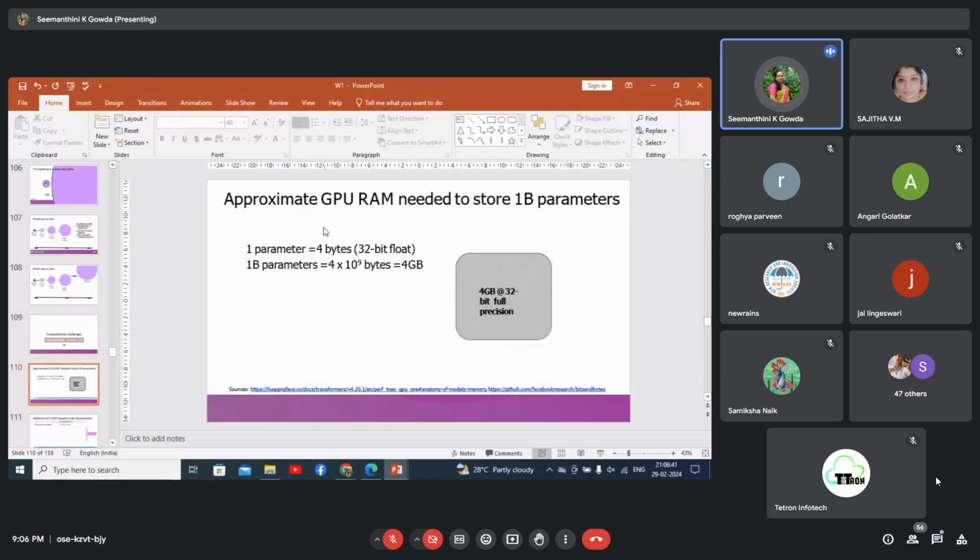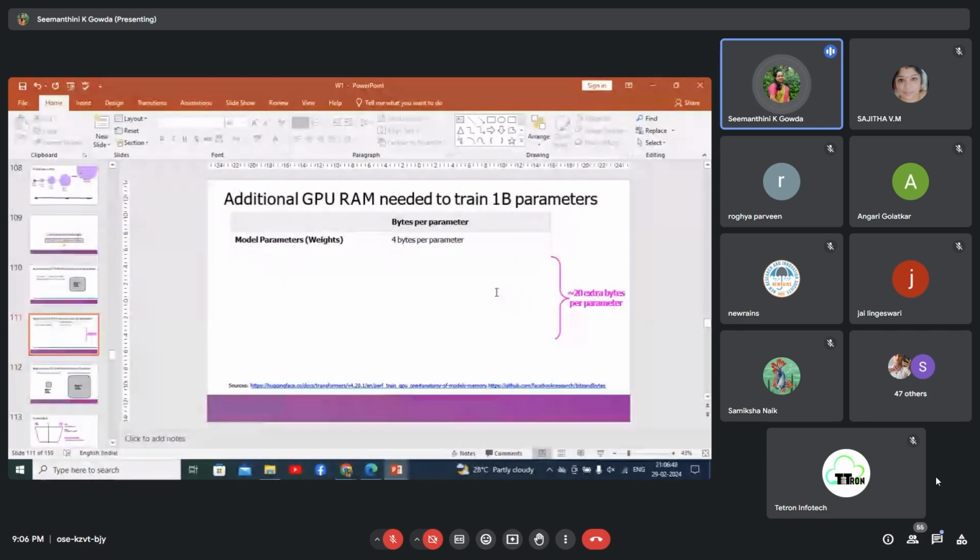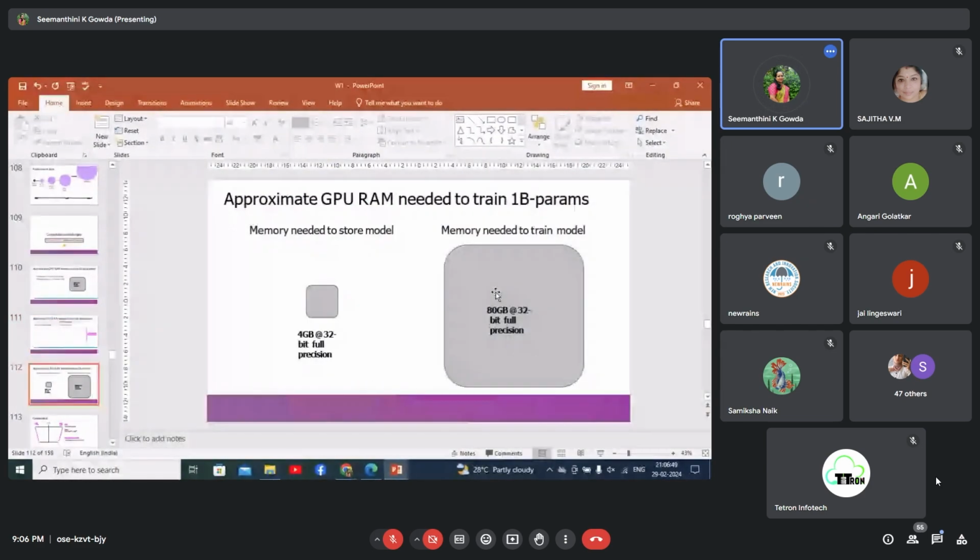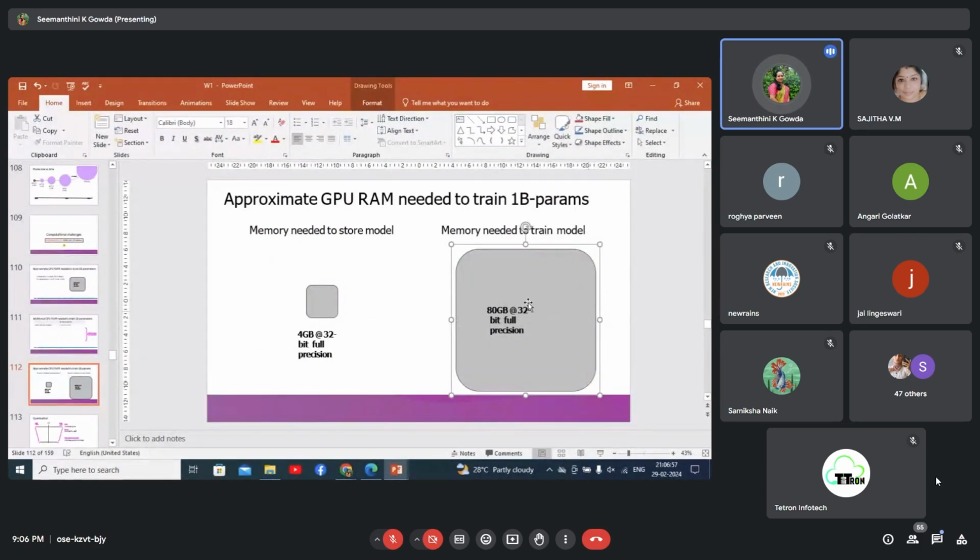That is what we say. For example, if you have 4 GB of data for storage, you need around 64 GB for training operations, right? That is what we are talking about. See, 4 GB for storage, and for training you need around 80 GB. The difference you can find.